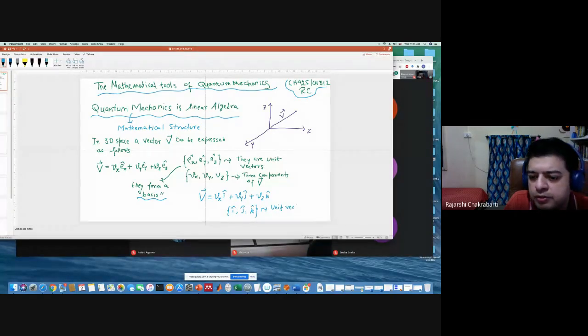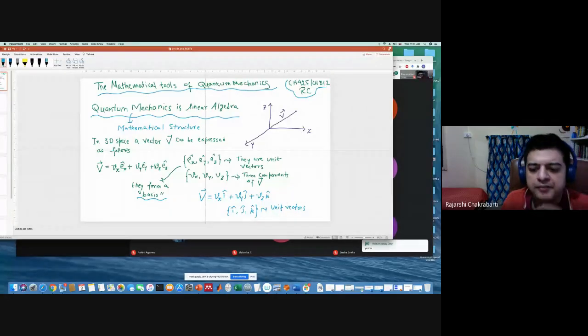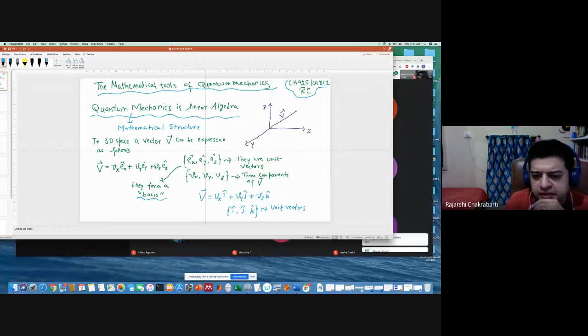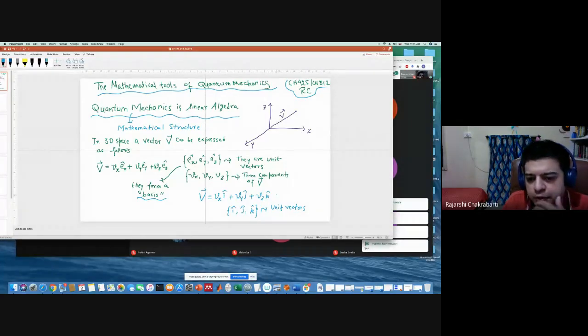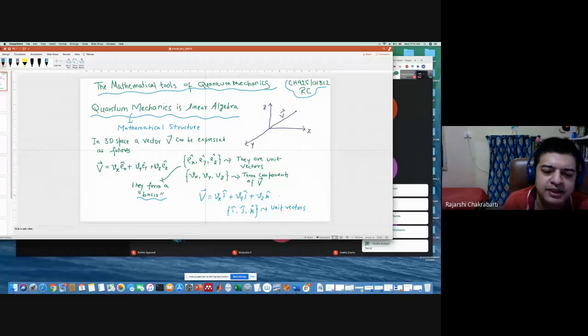Are you following? Please write in the chat box. Yeah. So this is just a different notation. People are maybe more familiar with this notation. You choose your notation. Nothing else. As simple as that.